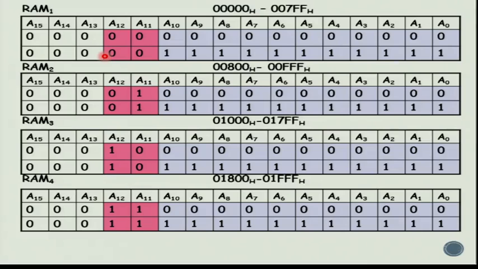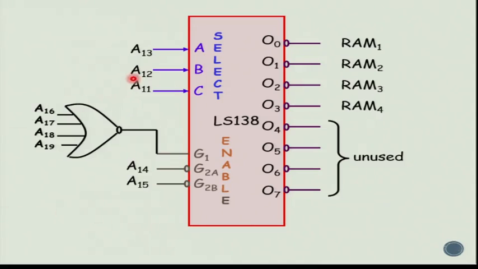In the first kind of addressing, which we called absolute addressing, we made use of all the address lines. So A13, A12 and A11 were used for selecting the RAM chips. If it is 000, then RAM 1 is selected; 001, RAM 2 is selected; 010, RAM 3; and 011, RAM 4. So we made use of A11, A12, A13 to select one of the RAM chips.